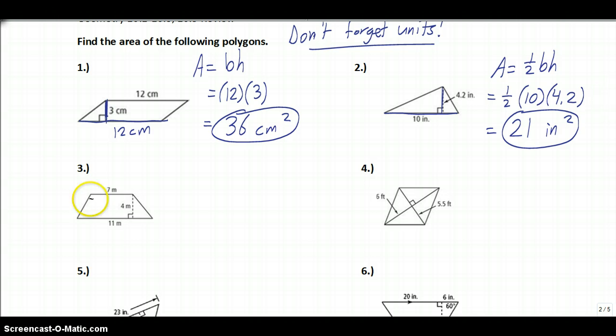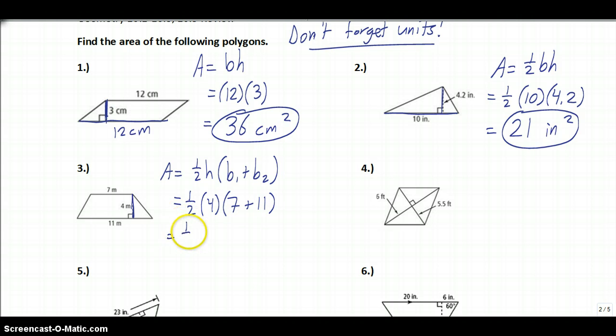Number three is a trapezoid, because it has one pair of parallel sides. I know they're not marked, but it'll tell you on the test which ones they are. So this is 1/2 the height times base 1 plus base 2. Well, the good thing is we know the height, and we know base 1, and we know base 2. So this is 1/2 of 4 times 18, which gives you 36 square meters.